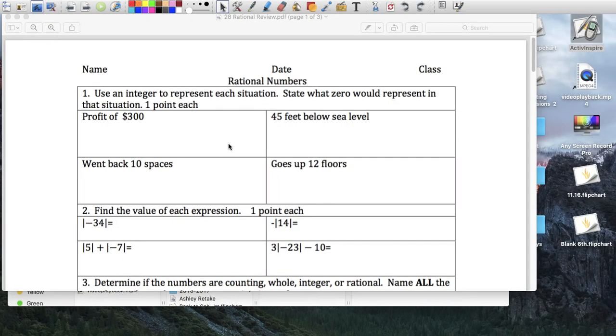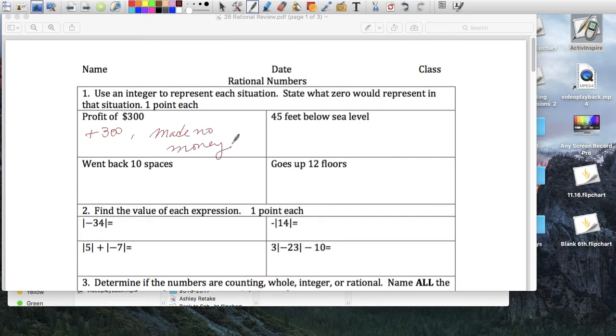Okay, here is a first review sheet. It says use an integer to represent each situation. State what 0 would represent in each one. So profit of 300, that means you earned $300, so it'd be positive 300 or just 300, however you choose. And what 0 would represent in this situation, if you had a profit of 0, you made no money, right?